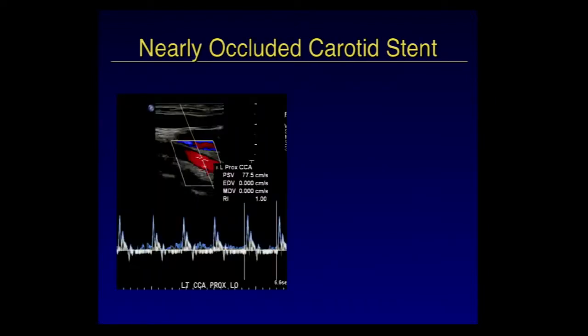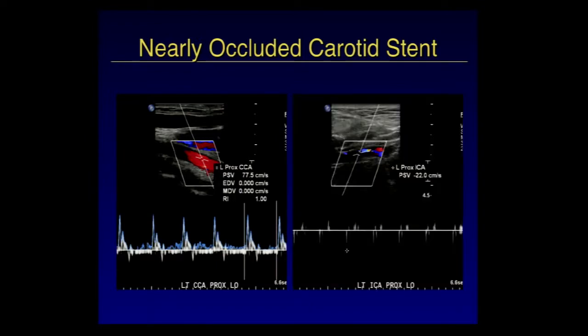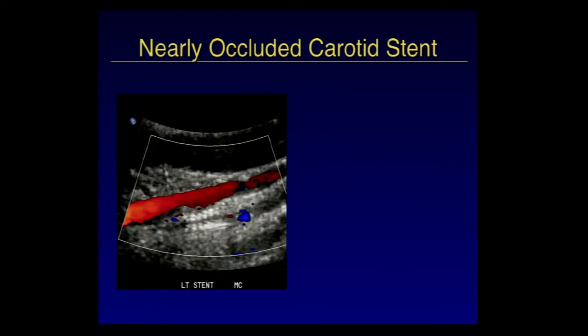This is a patient with a nearly occluded carotid stent, and we're in the proximal CCA. We're not at the stent yet. Is this normal or abnormal? Abnormal: high resistance flow pattern, externalization of the common. There's probably something not good with this stent. And you can see in the proximal ICA that it is nearly occluded. There's maybe a little trickle of flow through here.